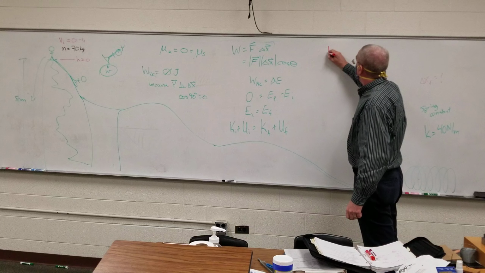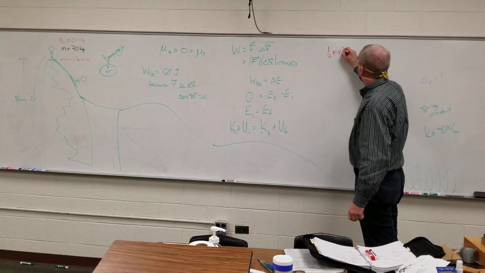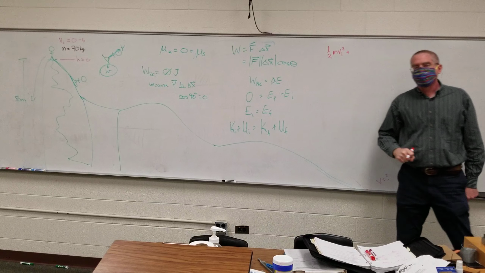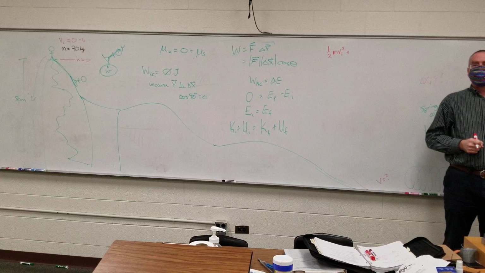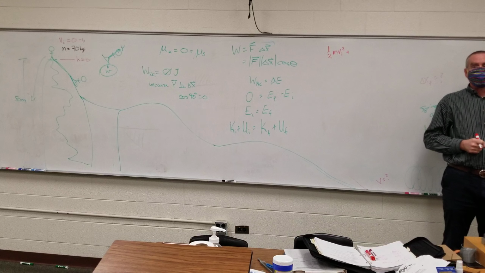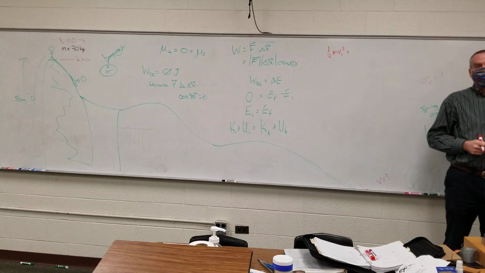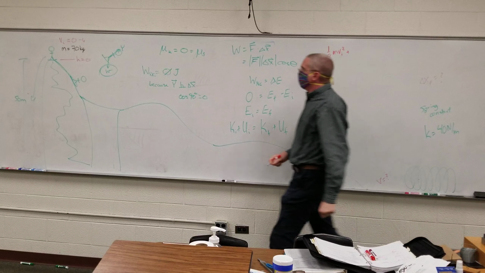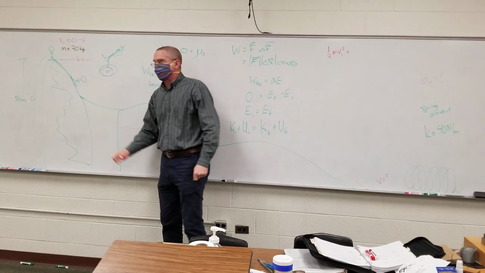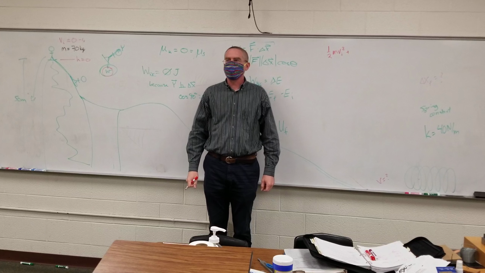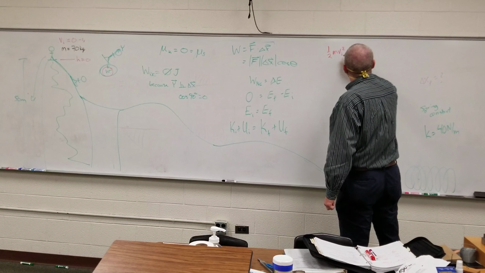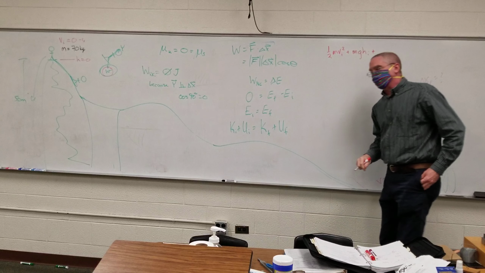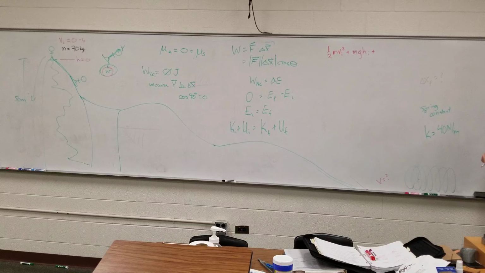All right, so I have 1/2 mv initial squared plus... What's the formula for potential energy? I have 2 conservative forces, so I need 2 potential energy formulas. What is the potential energy formula associated with that conservative force? MGH plus a constant. MGH initial. What is the potential energy formula associated with the ideal spring?